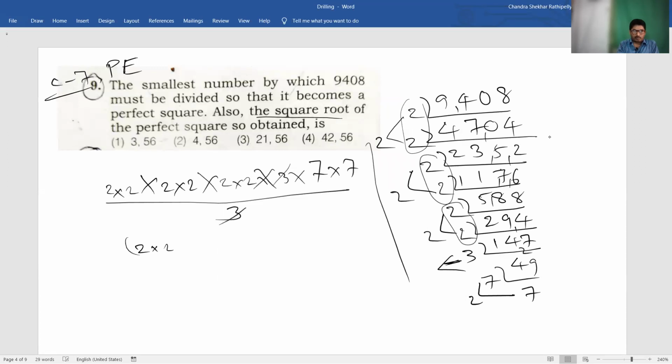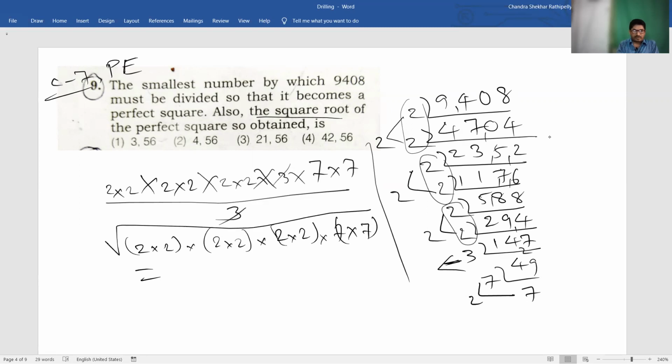Means 2 into 2, these are pairs. The remaining have pairs, children: 2 into 2, 7 into 7. We know the square root of this, we can find the square root. Taking one 2 from this pair, one 2 from this, one 2 from this, and one 7 from this: 2 2s are 4, 4 2s are 8, 8 7s are 56. So 56 is the square root.